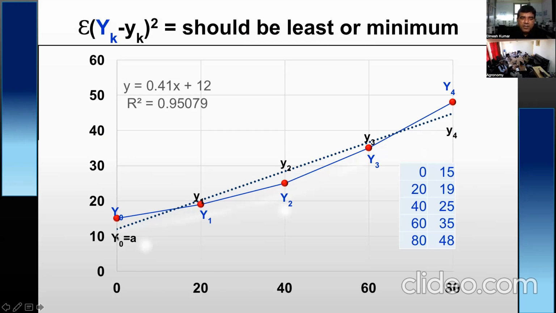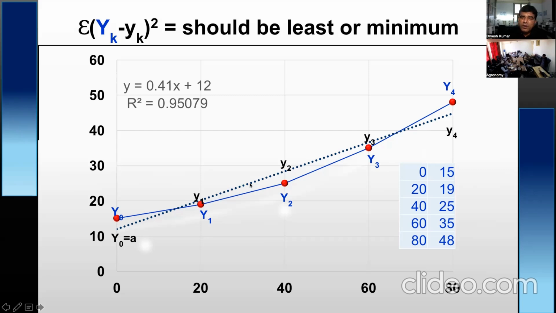This was the yield. The black capital Y is your actual data that you have recorded from the field. And then at 20, you have this blue one. The blue ones are your actual data, with red circles. So capital Y1, Y2, Y3, Y4 are actual data. And you see the dotted line is represented by small y. So this is your predicted line.